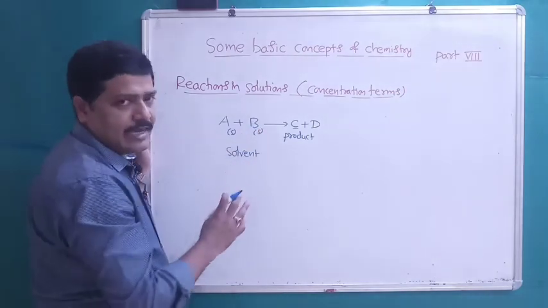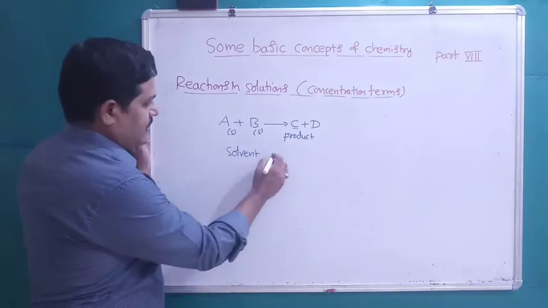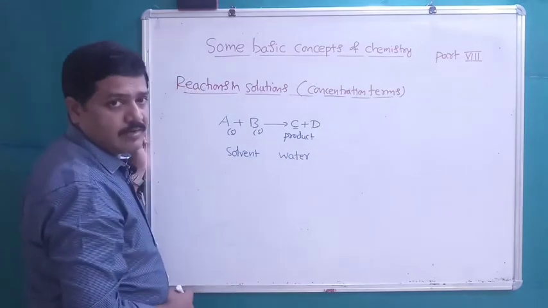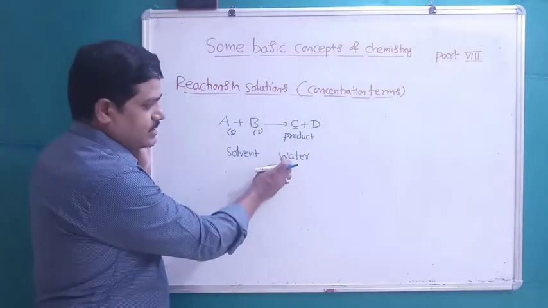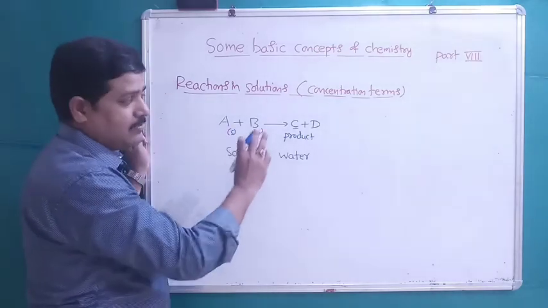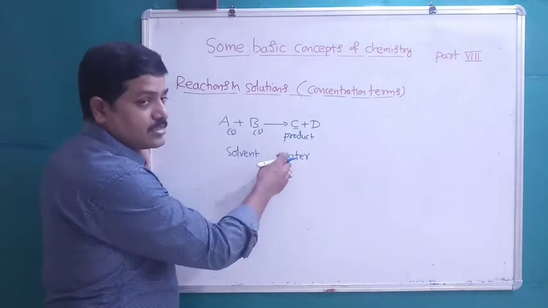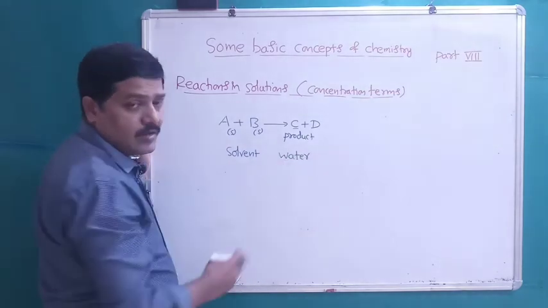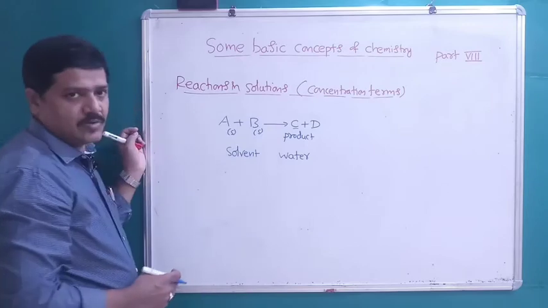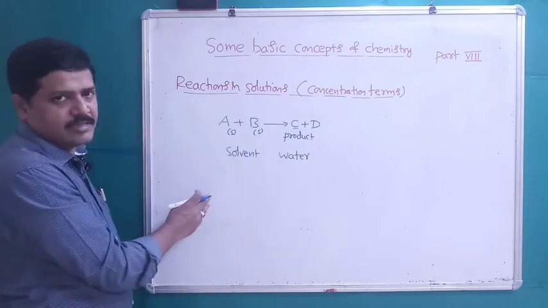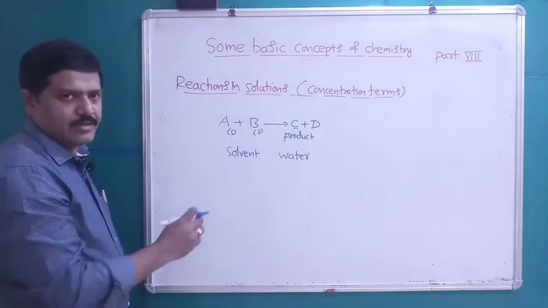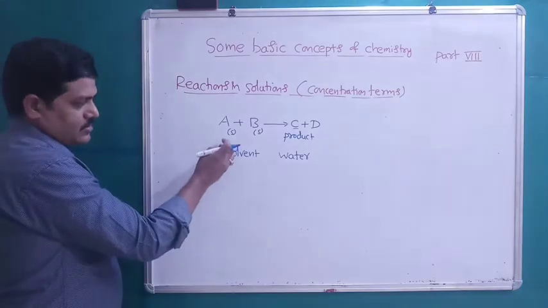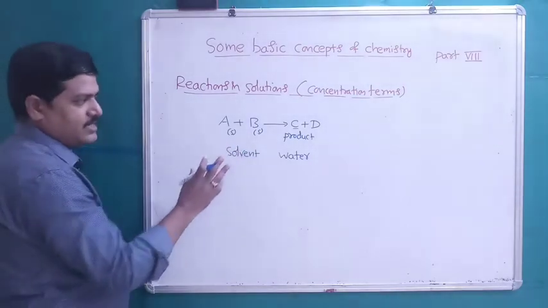For most of the reactions, if it is possible, we will take water as a solvent. It is cheaper, we know. Sometimes water we cannot use because it may react with any one of the reactants or the products. In that case, we will use different solvents, organic solvents like ethyl alcohol, methyl alcohol, toluene, acetone. Depending upon the type of reaction, we can choose a solvent. So anyway, for a reaction, definitely some medium or solvent is required.